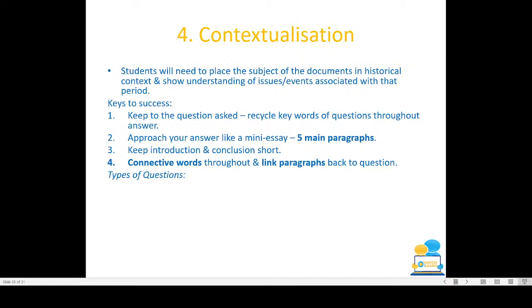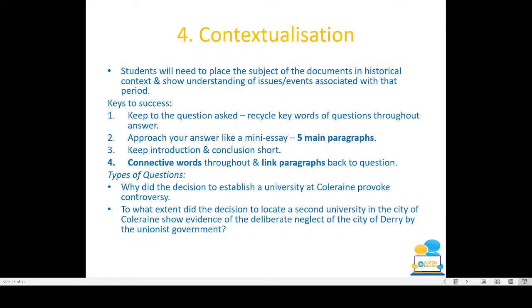So the types of questions that will come up here: why did the decision to establish a university at Coleraine provoke controversy? So if we're recycling keywords of our question here, the keyword that I'm going to expect to see in my student's answer is controversy. Why was it controversial? To what extent did a decision to locate a second university in the city of Coleraine show evidence of the deliberate neglect of the city of Derry by the unionist government? So our key word that we'll be trying to recycle back in our linking sentences here is neglect. How did this situation show neglect to the city of Derry?